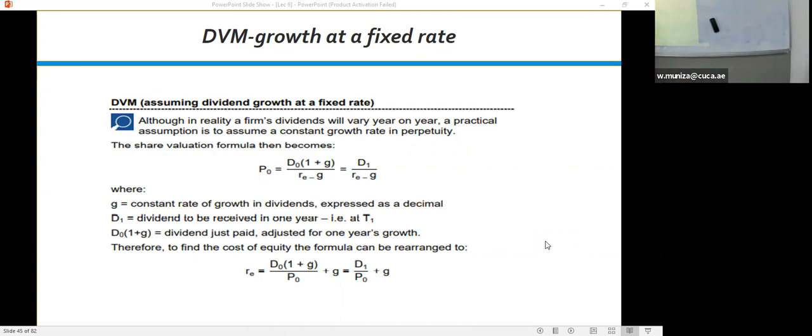If you are required to calculate the required rate of return, then your formula is going to become like this: RE is equal to D0 into 1 plus G divided by P0, plus G. You can write both of these formulas.